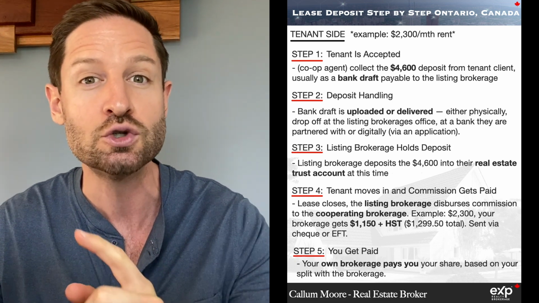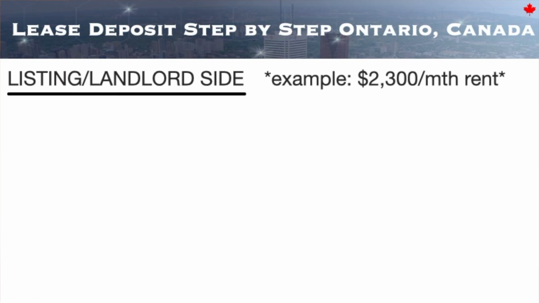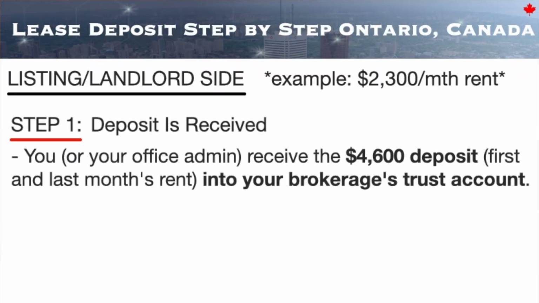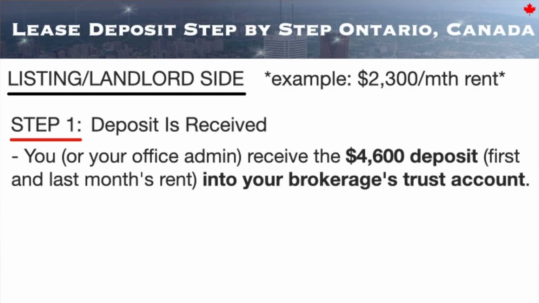Let's move over to the landlord side. This is essentially the reverse, right? But it's nice to know, and it's a little bit different at the end. Step 1, deposit is received. You or your office admin receive the $4,600 deposit, first and last month's, right? Which is how it's written on the agreement to lease.